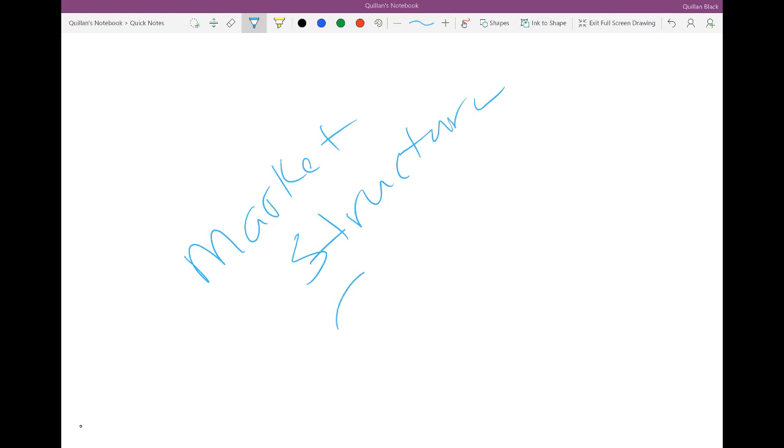What's going on, everybody? This is Quillen Black, and this right here is called Market Structure 2.0. Okay, so this right here is an overall update from the previous video, Market Structure 1.0, which is what I did last year actually, but I'm just gonna get a little bit more in depth with how market structure runs and what to look for inside the actual market.